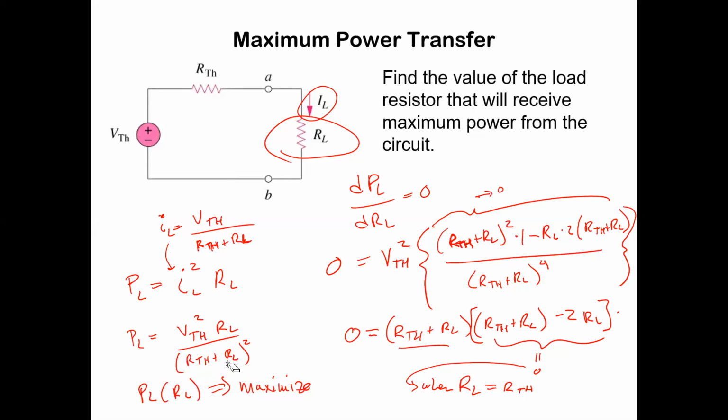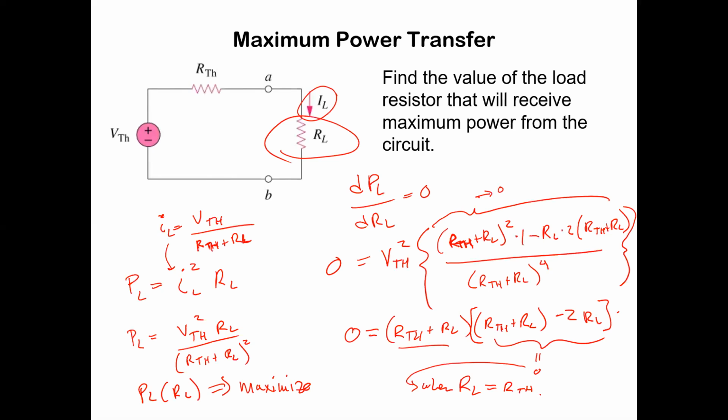Yeah, so there are some special cases which you can run into, but normally RL and R Thevenin are both positive. And so the way to make it equal to 0 is to set RL equal to R Thevenin. And when you do that, let's see, I do have an extra slide here.